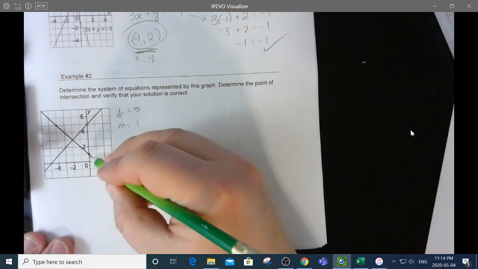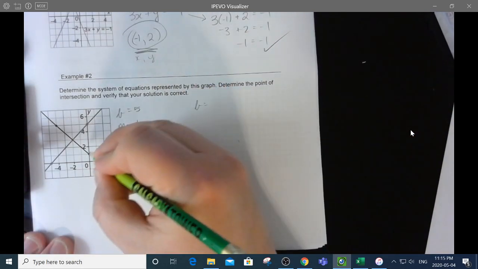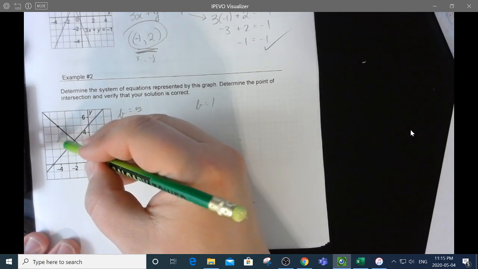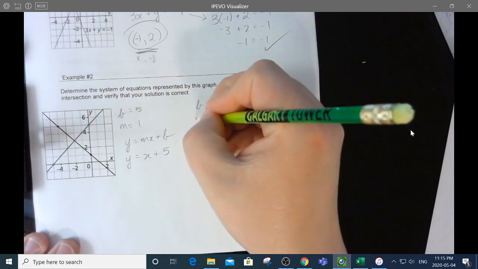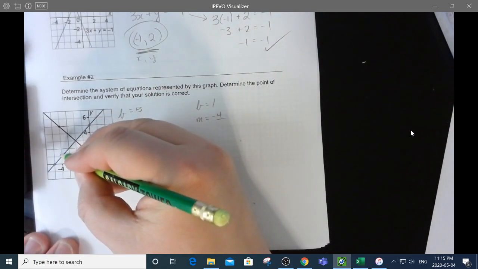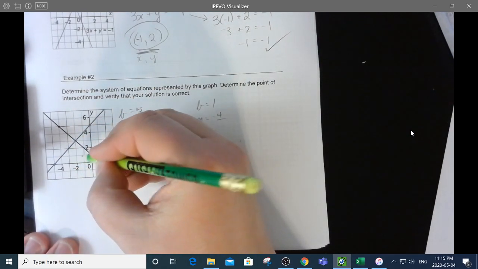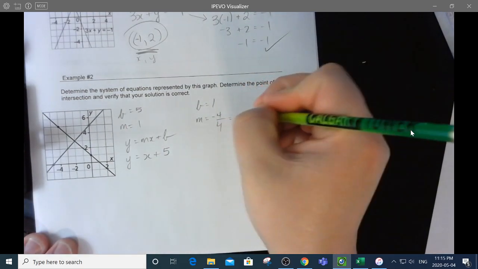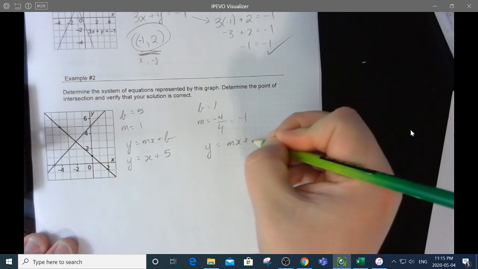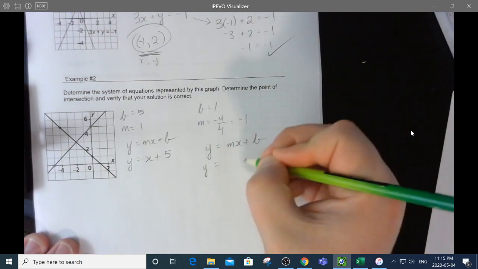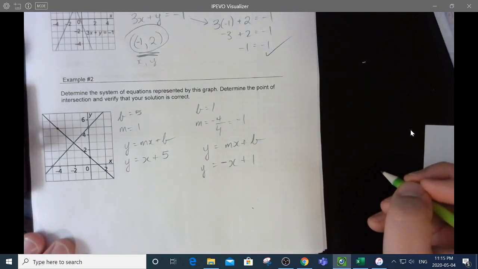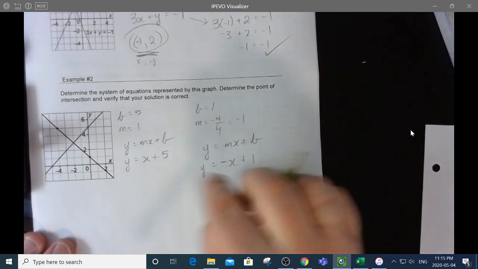Let's do the other one. The other one has a y-intercept of 1, and its slope goes down 1, 2, 3, 4. So my slope is negative 4 over, so 1, 2, 3, 4 over 1, 2, 3. Oh, it's negative 4 over 4, which is negative 1. So y equals mx plus b would be y equals negative 1x plus 1. Okay, so there's my two equations.